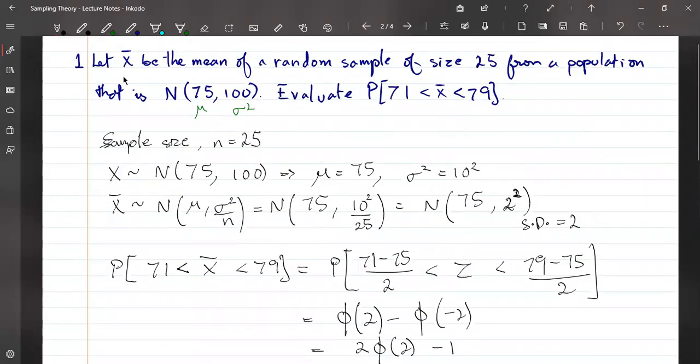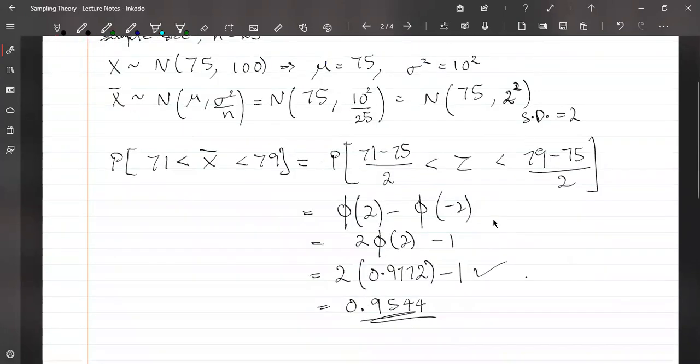So to review, we are given that the sample size is 25 and the population is normal with mean 75 and variance 100. And we are asked to compute a probability involving the sample mean. But from the theorem we saw just now, we know that the sample mean also has a normal distribution with mean mu equal to 75 and variance sigma square by n, which is 100 by 25 equal to 4. Then it just becomes a usual normal distribution problem.